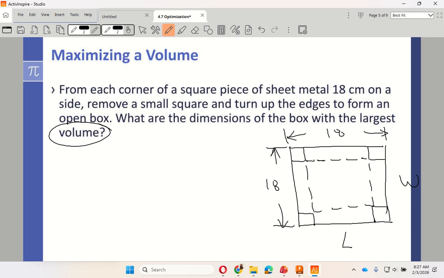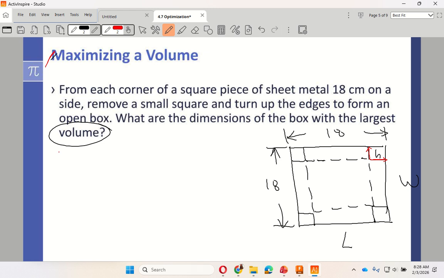Where would I put the height in here? In the little box. Very good. In the little box is going to be my height. This piece right here is going to be my height going up. So as I cut off that corner and I fold those pieces up, that's going to be the height. Right? So I'm going to start with my volume formula and start working it from there.